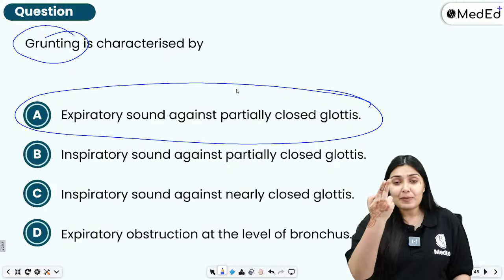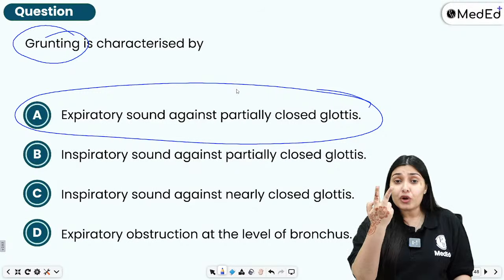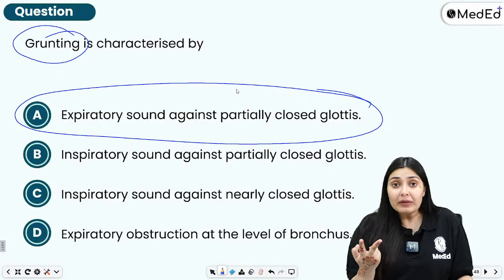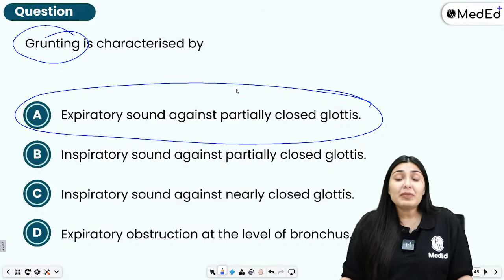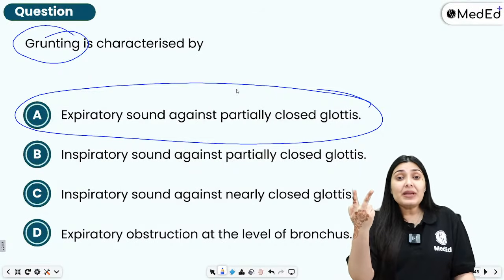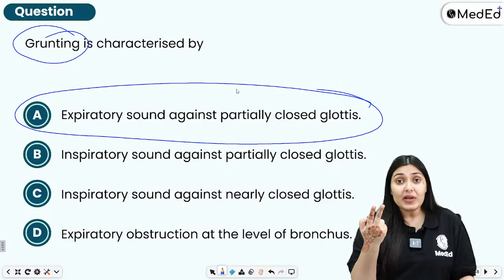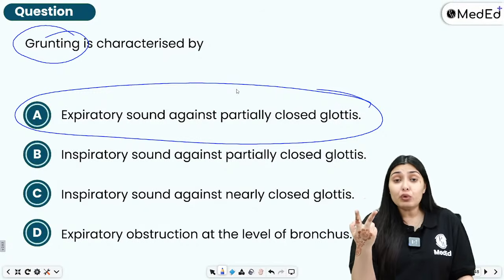Normally when I inspire, my glottis should open. When I expire, the air has to come out, and again the glottis should be open. But here the baby is expiring against a partially closed glottis. That means the glottis is not fully open, it's partially closed at the time of expiration.